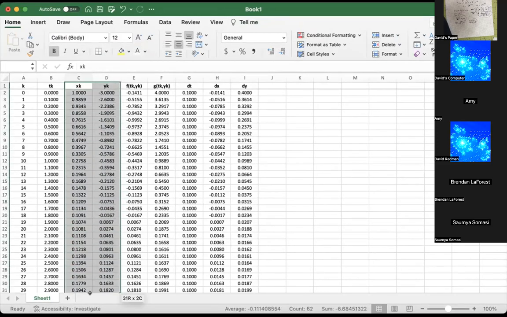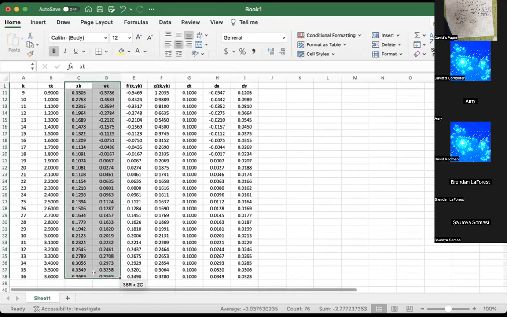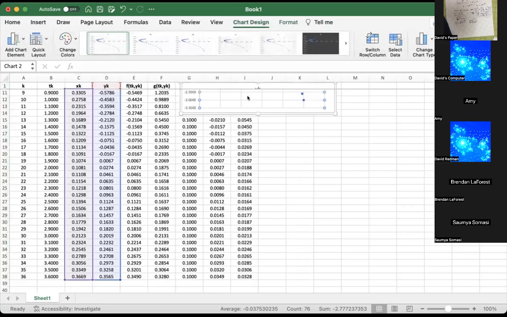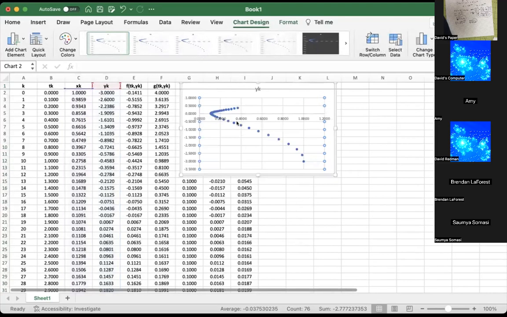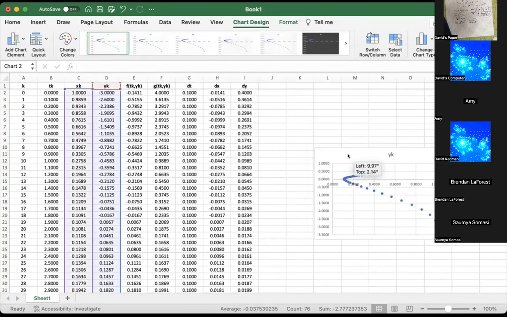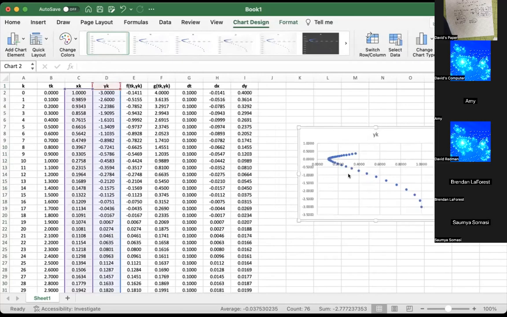But I should be able to highlight these two. And then I should be able to insert chart. Not lines, maybe scatter plot. That's what I want. Sorry. Okay. This could be better. But I don't want just the YKs.